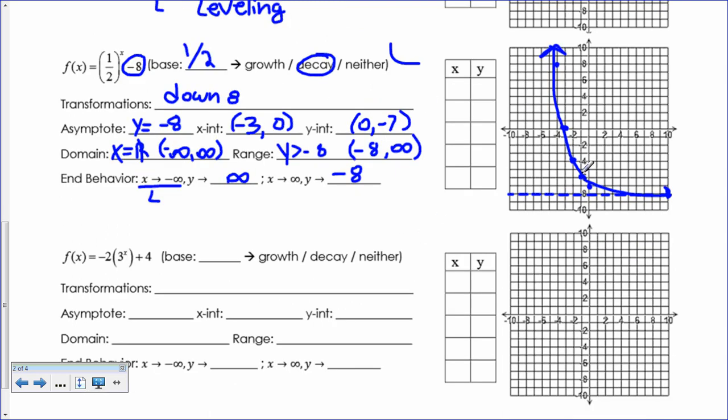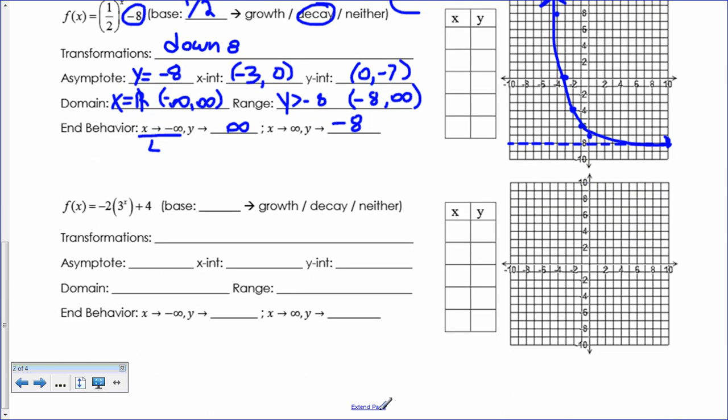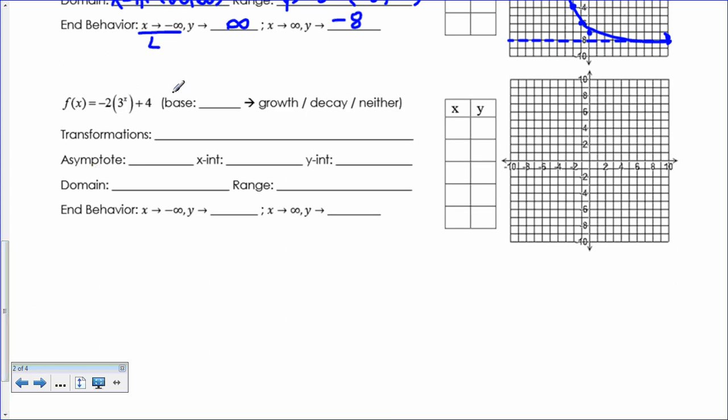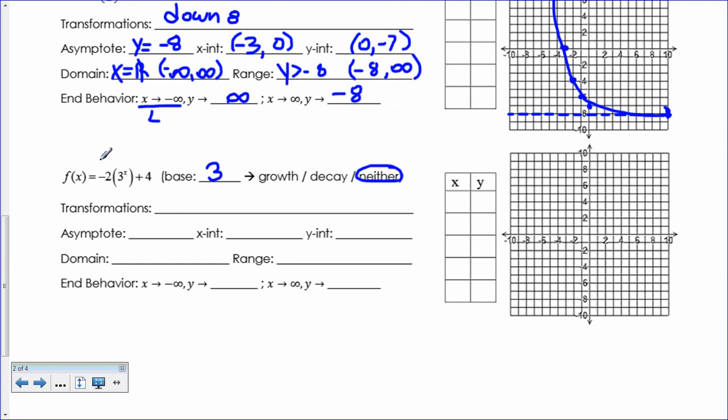That's the second example. All right, this third one here is a little bit of a brain teaser. So this one, the base is the 3, all right, because that's the number directly underneath the exponent. And I know that you guys will want to say that because the base is a 3, it's a growth. But in this situation, it's actually neither. So the reason why it's neither is because of the A in front, right? In the previous two examples, we didn't have anything in front of the base. In this one, we do.